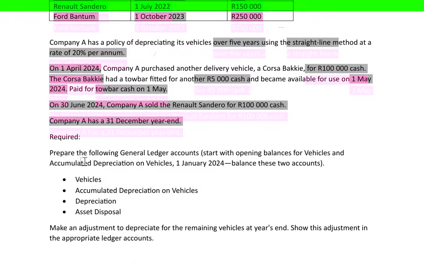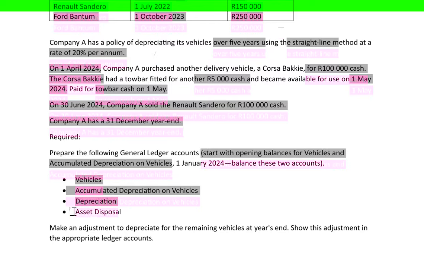It says prepare the following general ledger accounts. When you do a question like this and you're given ledger accounts, start with the opening balances for vehicles and accumulated depreciation. So you're doing the vehicles and the accumulated depreciation of vehicles, the depreciation account, and asset disposal. It says start with the opening balances for vehicles.